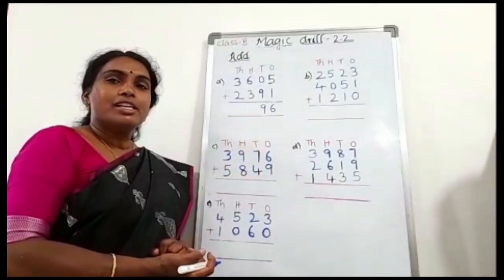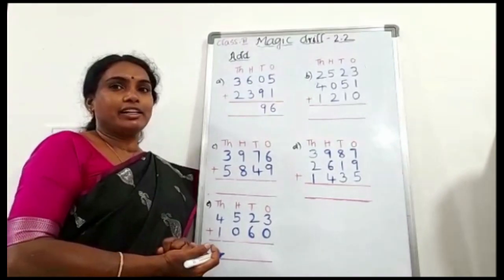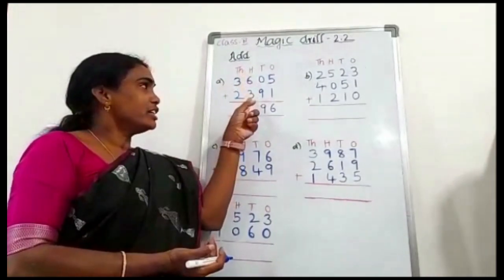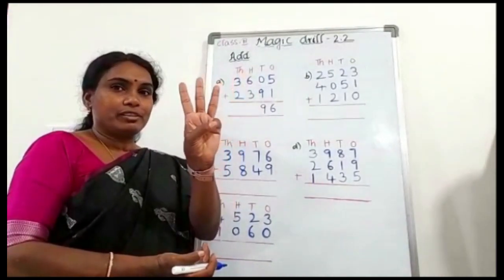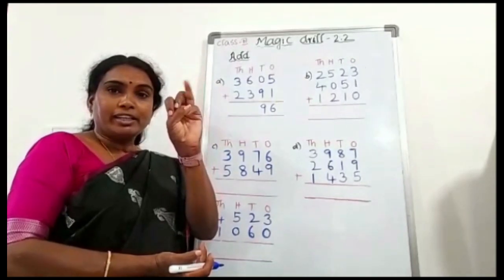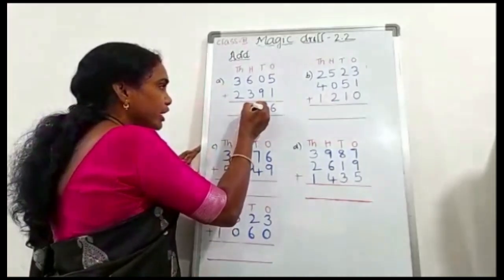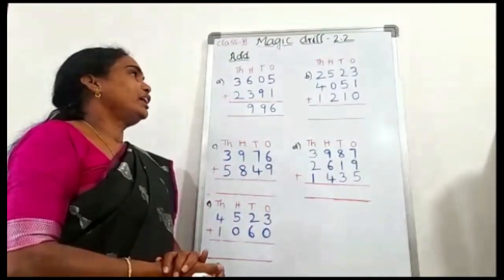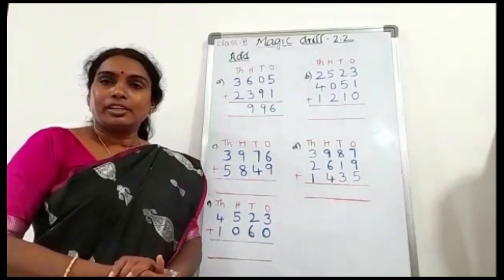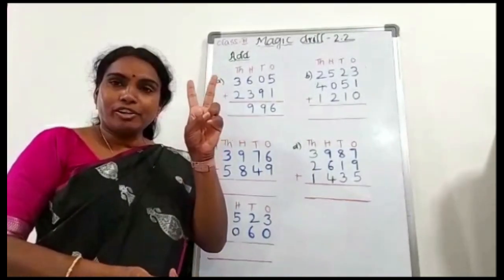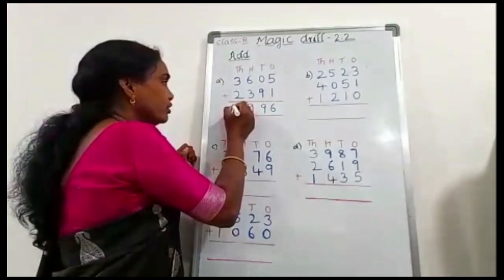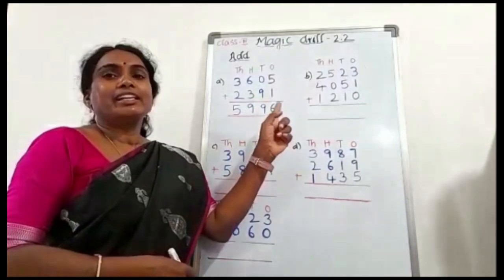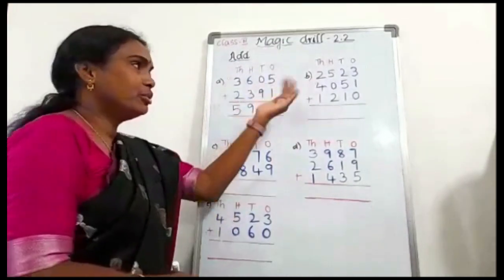In the hundreds column there are 600 and 300. We take 300 on fingers. 6, after that 7, 8, 9. So 900 we write under the hundreds column. Okay, children. Then go to the thousands column. In the thousands column there are 3 and 2. 3000 plus 2000. 3, after that 4, 5. 5000. Yes, children. Now the total is 5996. Okay, then go to the second problem.